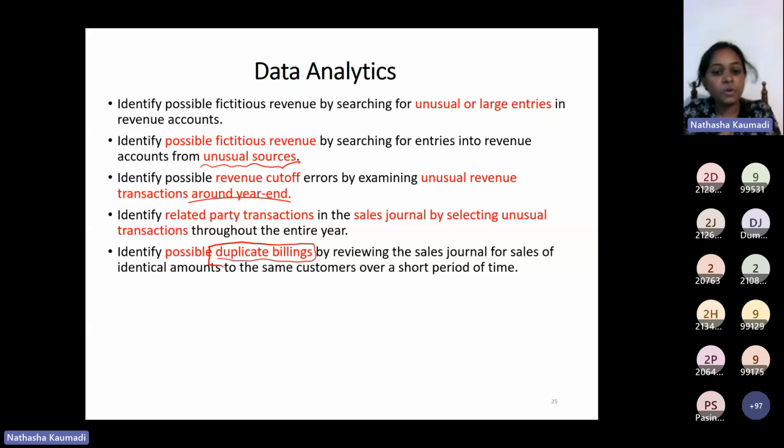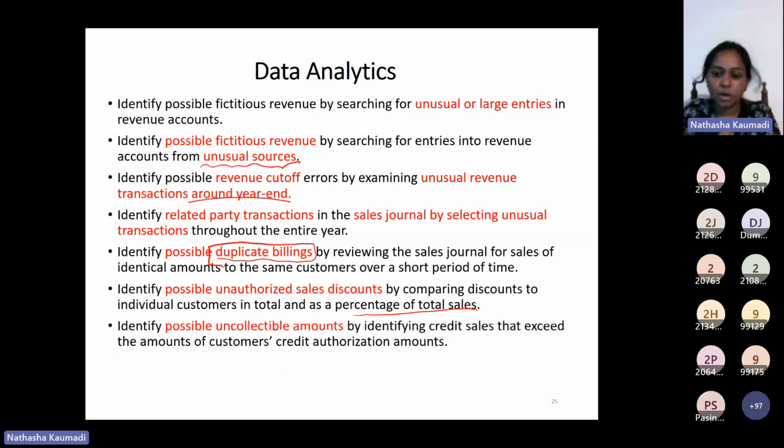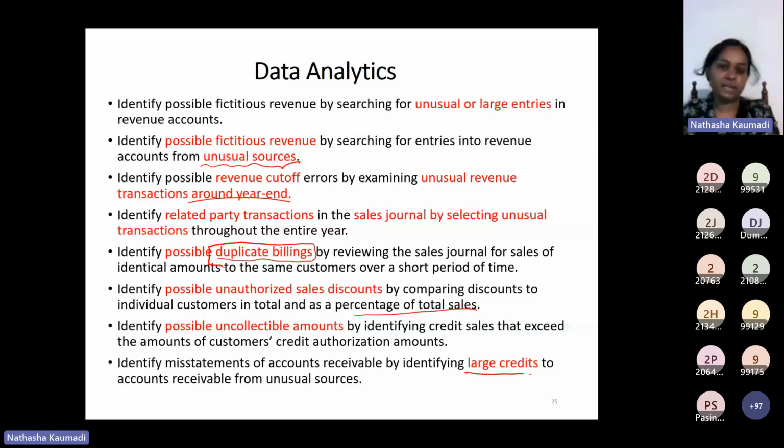Identify possible unauthorized sales discounts by comparing discounts to individual customers in total and as a percentage of total sales. So you can do all these ratios and everything using data analytics. Identify possible uncollectible accounts. Identify misstatements of accounts receivable by large credits. To check all these things, you can use data analytics. So there can be very small to very advanced data analytical procedures you can use. Okay, remember that as well.